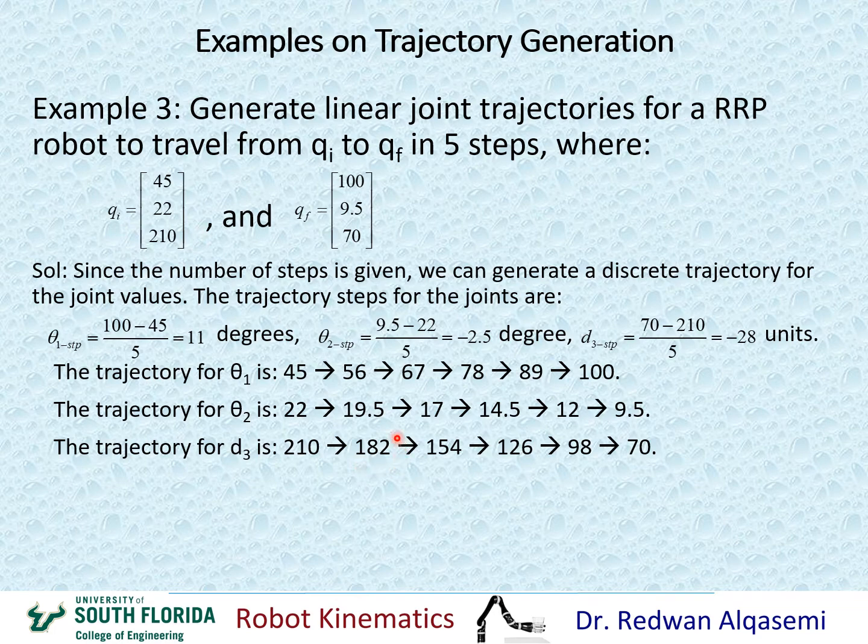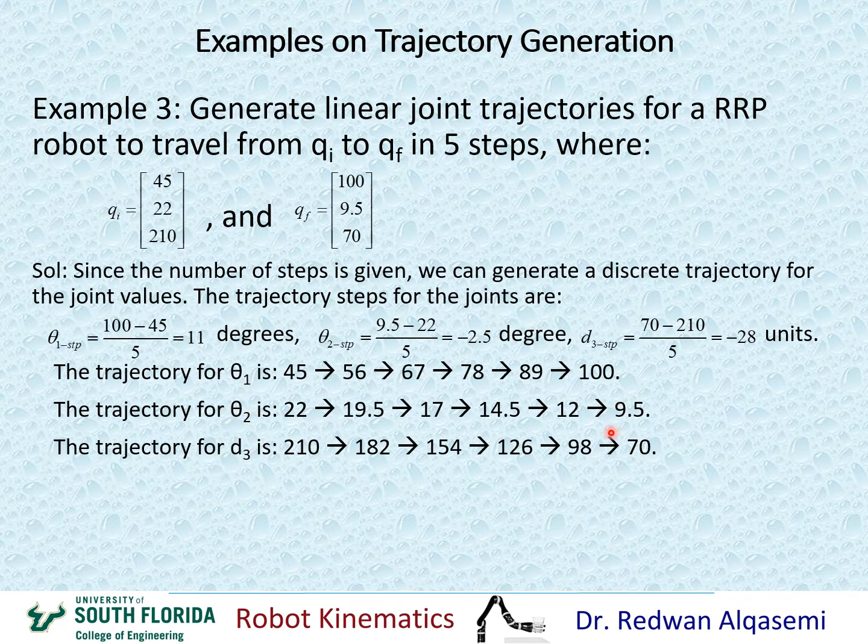And then the next step would be D3 initial plus D3 step, which is negative 28 units. So that would give me the second step. And then we keep going until we reach D3 final, which was given here as 70 in the Q final. And that will give me the trajectory for D3. So these are my 3 trajectories for each one of the joints.